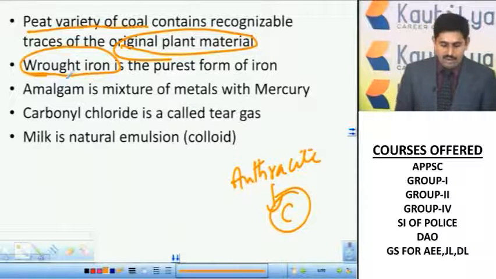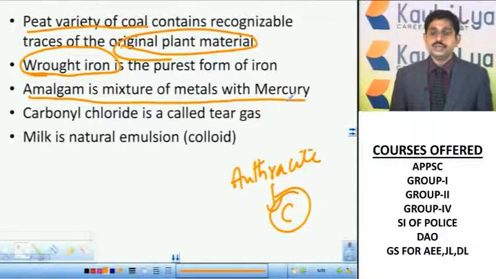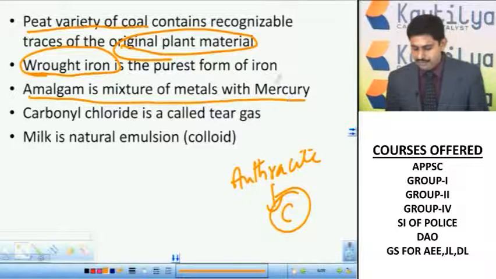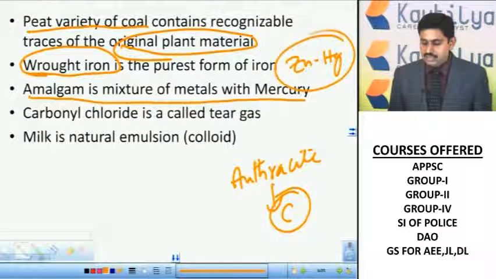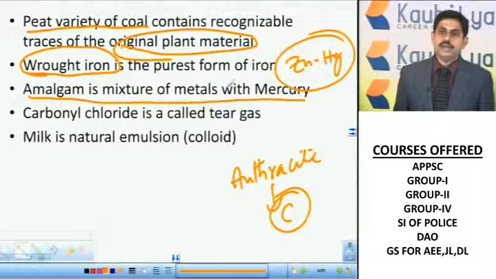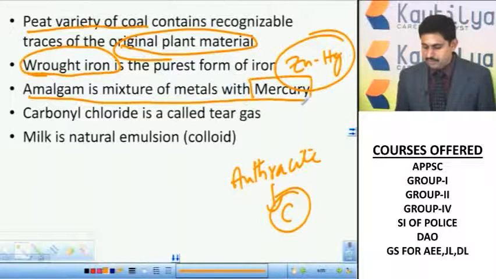Now, amalgam is a mixture with mercury. For example, zinc amalgam. What is the meaning of zinc amalgam? Zinc is mixed with mercury. Any metal, if it is mixed with mercury, is called an amalgam. For an amalgam, there must be some material called mercury.